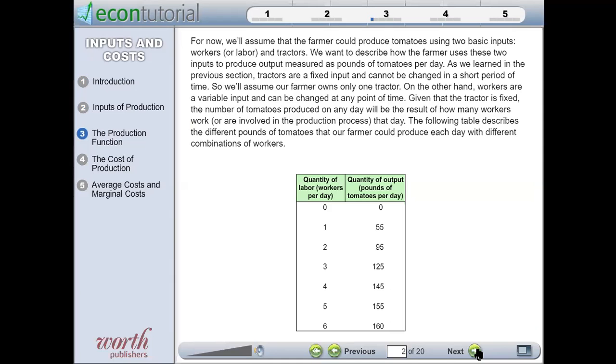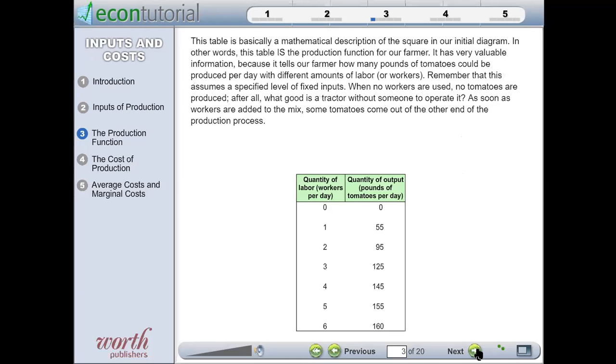For example, if I don't have any labor, nobody's working in the field, so I don't have any output. But if I bring in one person, I can have 55 pounds of tomatoes harvested out of the farm that I have. Now, if I bring another one, the production goes to 95 pounds. If I add the third one, the production goes to 125. If I add the fourth one, the production goes to 145. With the fifth one, it increases to 155. And with the sixth one, it goes to 160.